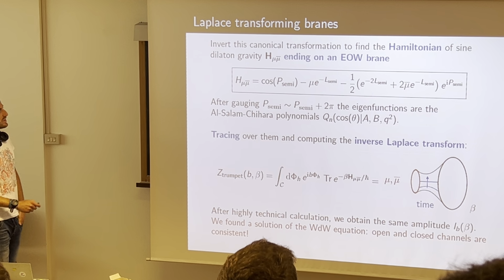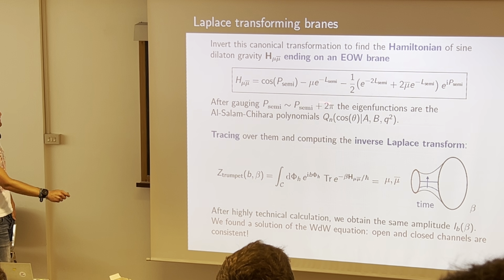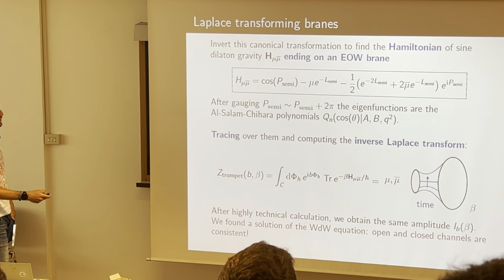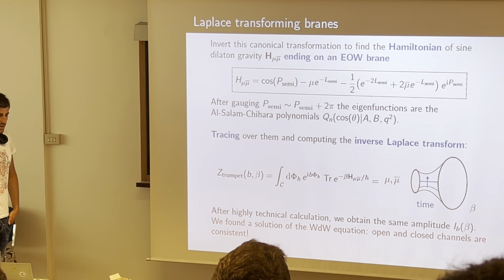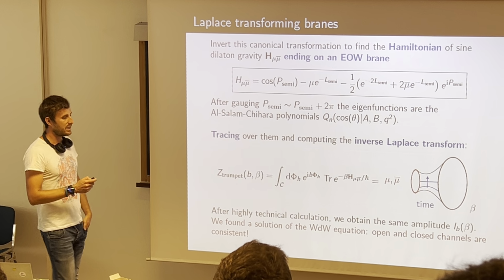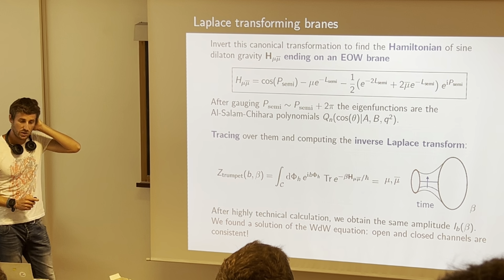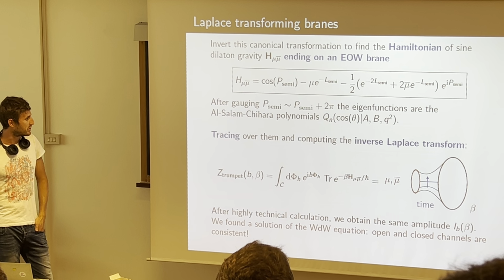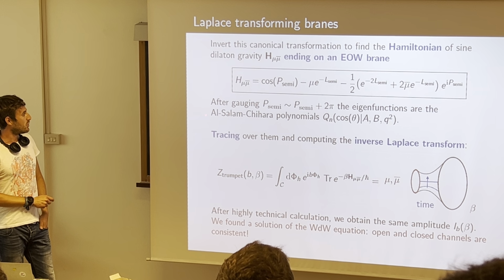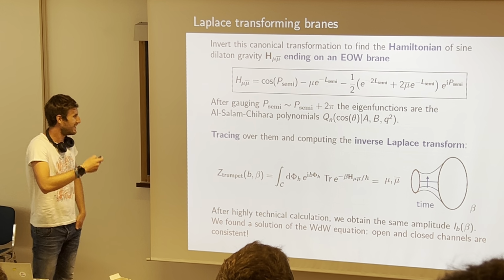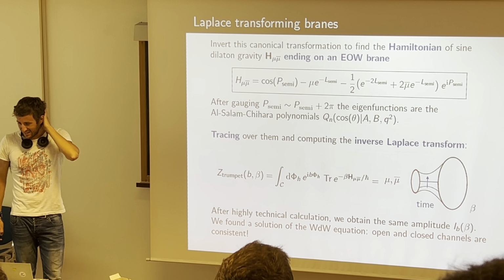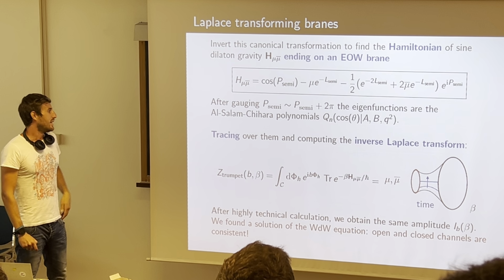And it turns out that after I gauge once again this symmetry of the shift of the momentum, then the wave functions are discretized once again. And while in the full open channel, the solutions were given by these q-Hermite polynomials, as Klaas was explaining, now they are given by these Al-Salam-Chihara polynomials. Okay, these are just a different type of q polynomial.